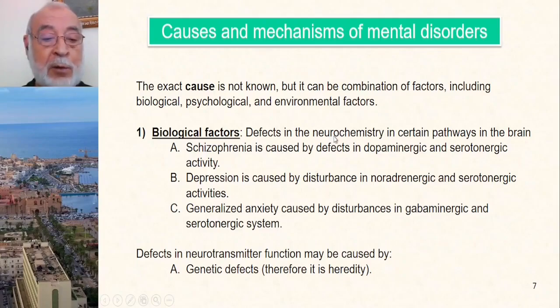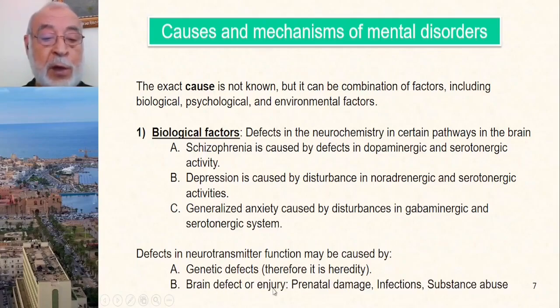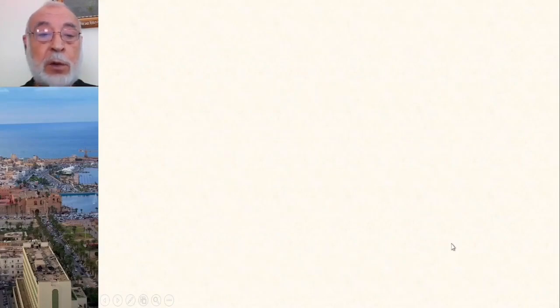Defects in the neurochemistry of the brain can also be produced by brain injury, like when it happens during birth or prenatal damage, or due to exposure to certain infection, whether viral or bacterial. Also, the abuse of certain drugs can lead to psychological disturbances. This is the first major factor, which is biological, a defect in the neurochemistry of the brain, and this defect can be either genetic or a result of injury to the brain due to prenatal damage, exposure to certain infection, or drug abuse.